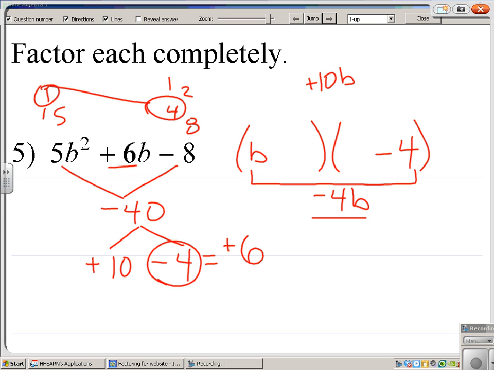And then again, I mentioned earlier, you're going to hear me repeatedly say first times first equals first. B times what equals 5b squared, 5b. Last times last equals last. -4 times what equals -8 plus 2. And here's that nice check step. There's my +10b.